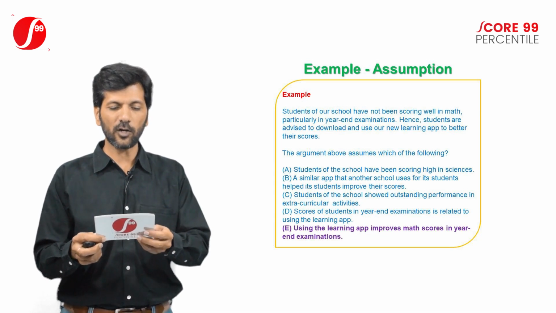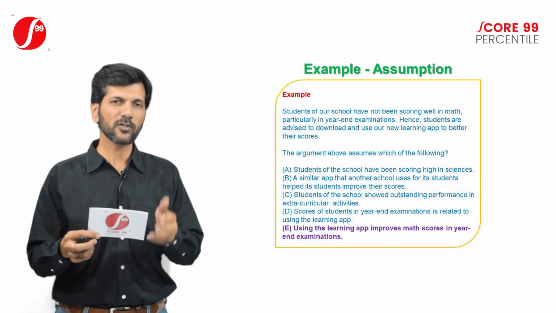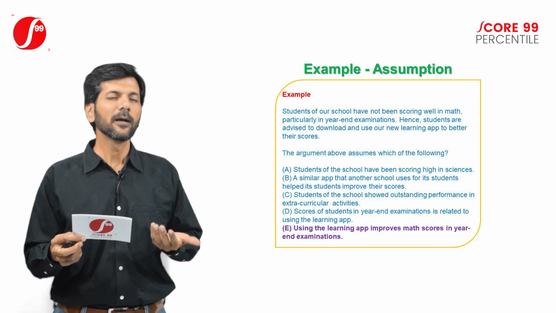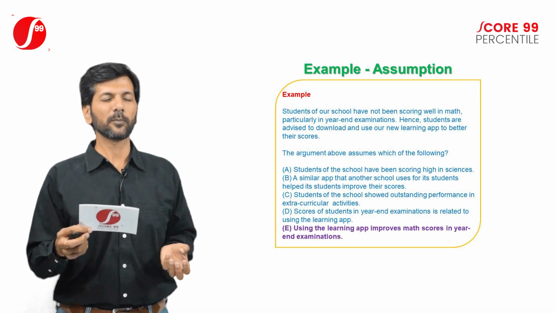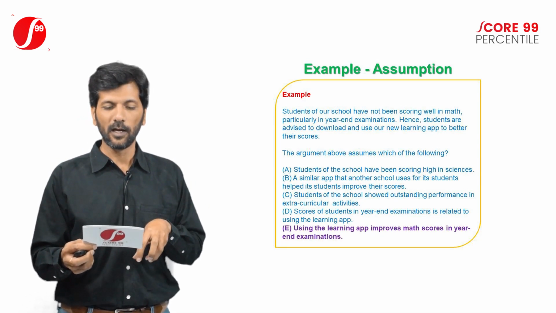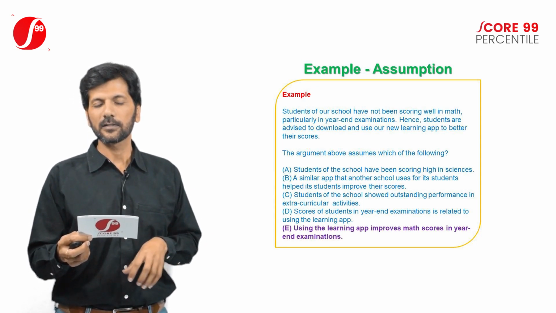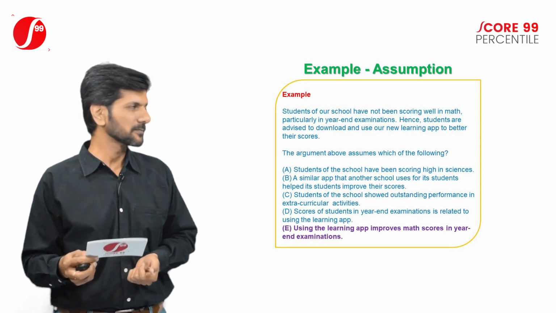Now, your question says the argument above assumes which of the following. So, what did the argument assume? What was your premise primarily? It was that students have been showing poorer performances in math in their year-end exams, based on which the school wants to advise students to download their learning app so that their scores will get better.